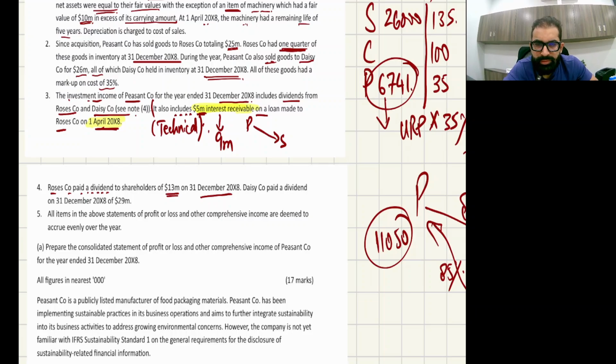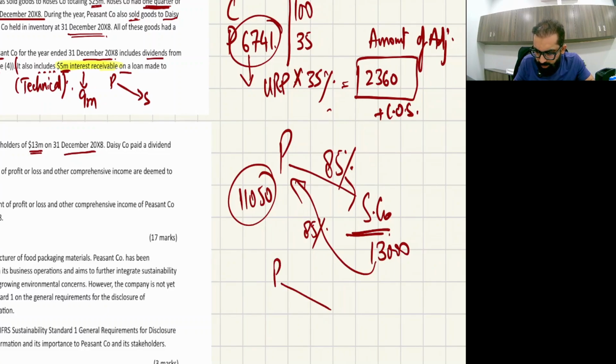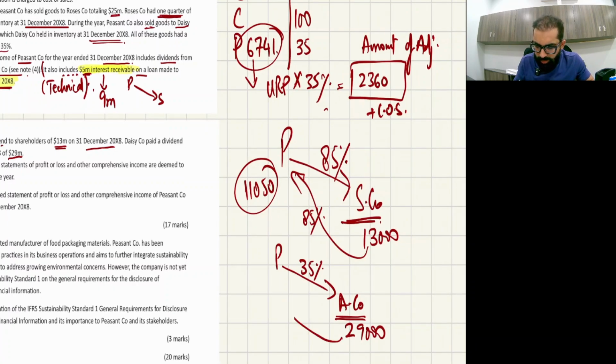Also, the parent company received dividend from the associate. Now how much dividend did they receive? The total dividend given by the associate is 29,000, and we have a holding of 35%. So how much will come to our company? 29,000 multiplied by 35%, let me check again, it's 10,150. Yes, 10,150.